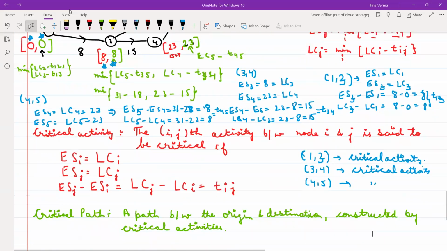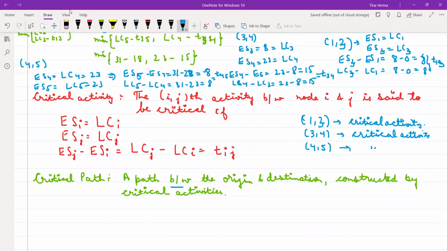Next, critical path. A path between origin and destination constructed by critical activity is your critical path. अब यहाँ पे origin कौन था? 1, destination क्या था? 5. तो क्रिटिकल एक्टिविटीज कौन सी पाथ कॉन्स्टिट्यूट करी है? 1 to 3, 3 to 4 and 4 to 5 is your critical path. Clear? Yes or no? There can be more than one critical path also. We will discuss examples where there will be more than one critical path. Is it clear? Any doubt?